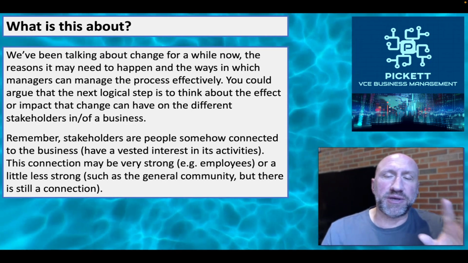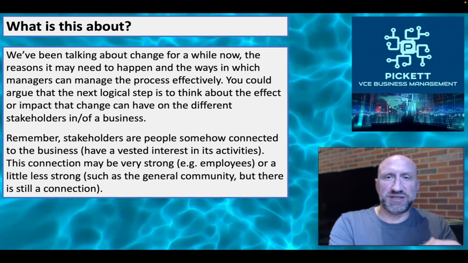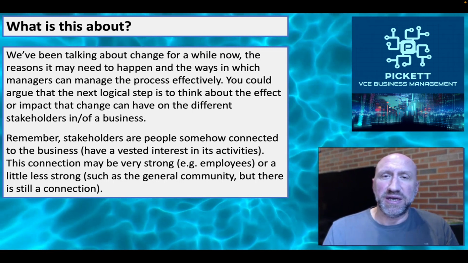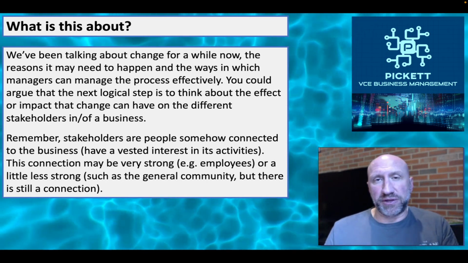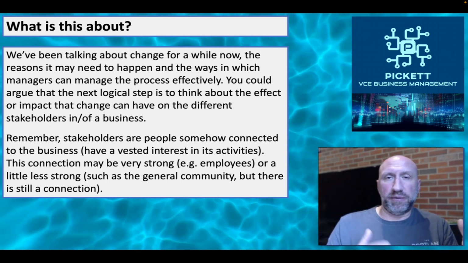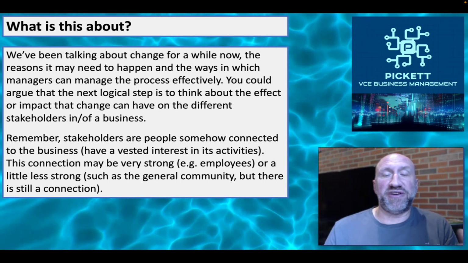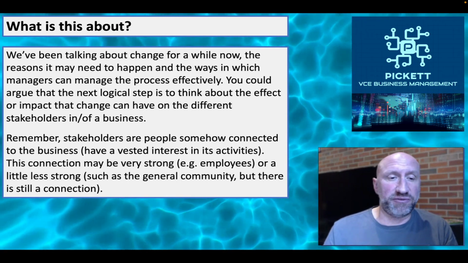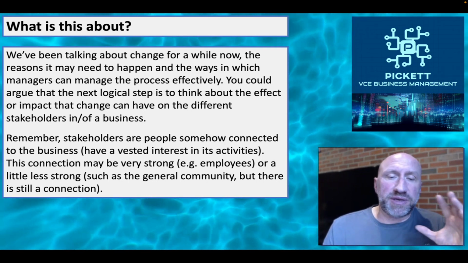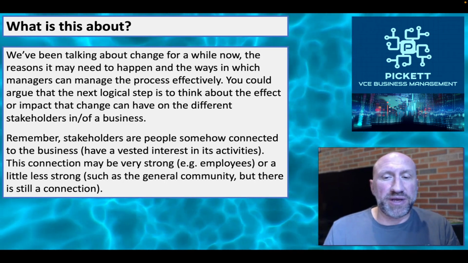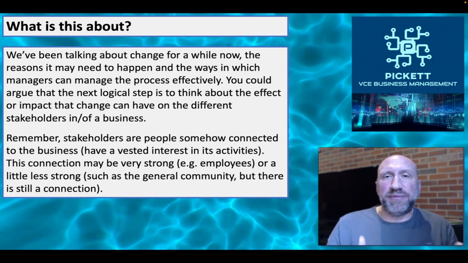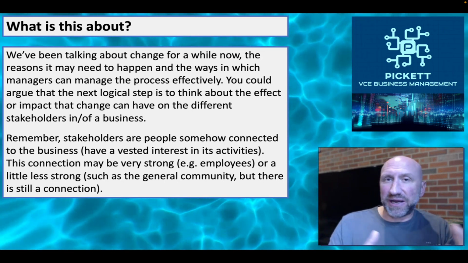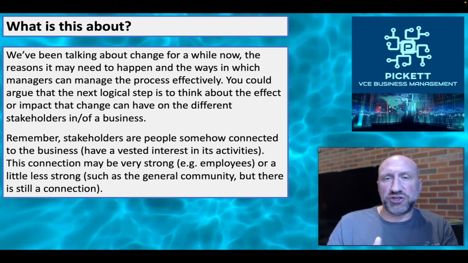Okay. Now remember, stakeholders. We've seen stakeholders before early on in the course. Stakeholders are basically people that are somehow connected to the business. A good definition being individuals or groups who have a vested interest in the activities of a business. So that connection might be really, really strong, for example, employees, or a little less strong, such as maybe the general community, but there's still a connection between the business and the general community.